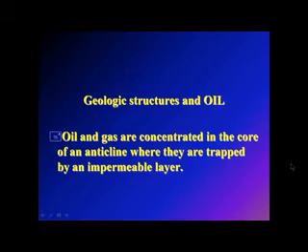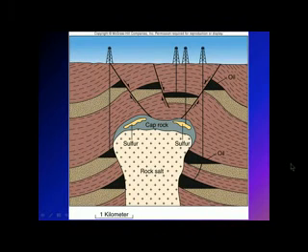Geologic structures and oil. Oil and gas are concentrated in the core of an anticline where they are trapped by an impermeable layer. As you see, the salt dome here, around the salt dome you can find the oil here and here and there. And above this salt dome, there are some faults where we can find some traps.